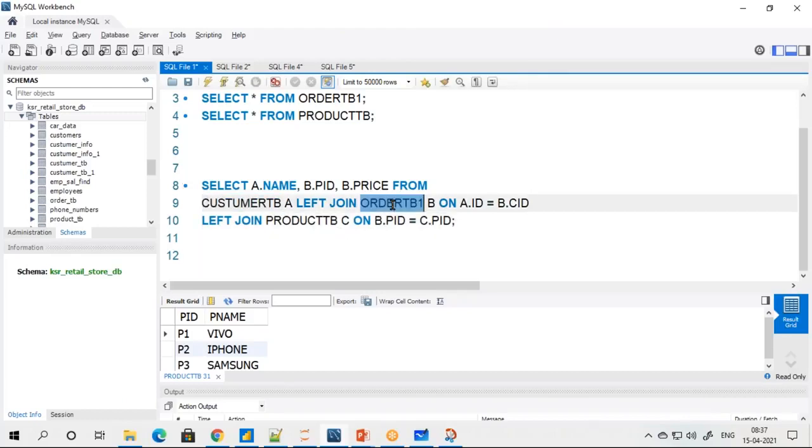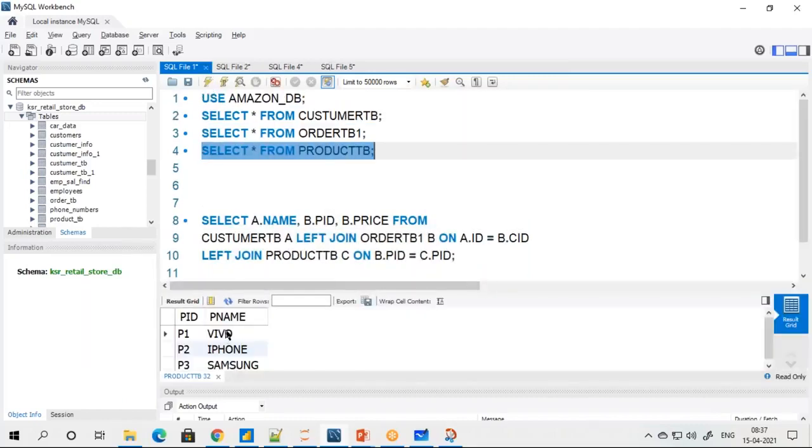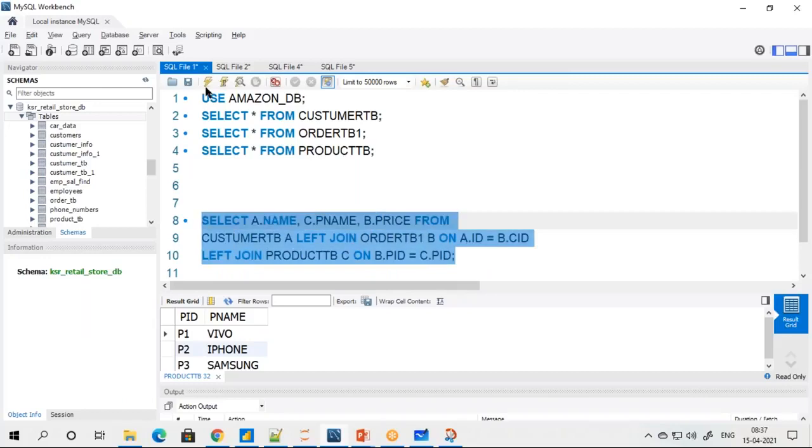1, 2, 3. Yes, till now we have learned only 2 joins. But now I don't want PID. Instead, I want to understand the product name. So just go and change it to P name. And instead of B, give it as C, because in C only, you will have product information. Okay, just go and run this.